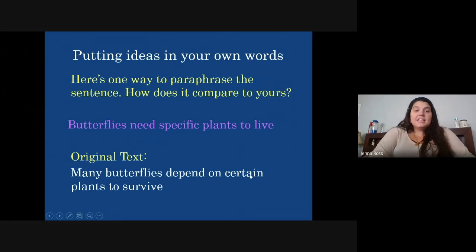Okay, so here's a paraphrase that you could use: butterflies need specific plants to live. Right here it says many butterflies depend on certain plants to survive. Depending on something means that you need it. And then for certain, they use the word specific as a synonym. So the original is: many butterflies depend on certain plants to survive. And a good paraphrase, or a good way of putting that into your own words, would be to say, butterflies need specific plants to live. Okay. Live and survive are synonyms there.